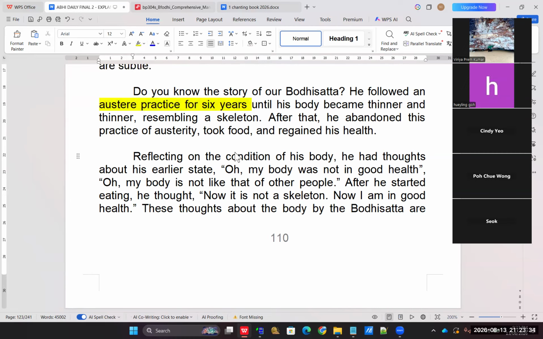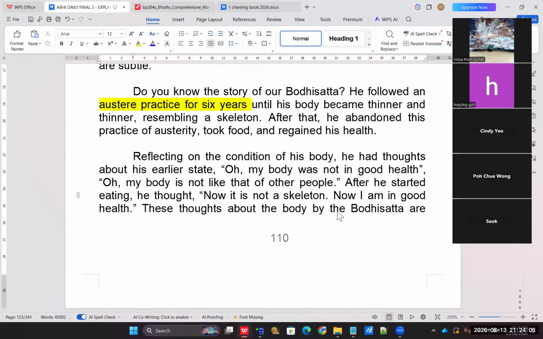Oh, my body was not in good health. Oh, my body is not like that of other people. After he started eating, he thought, now it is not a skeleton. Now I'm in good health. These thoughts about the body by the Bodhisattva are an example of Kama Vitakka. He wanted to remove what was not beneficial.